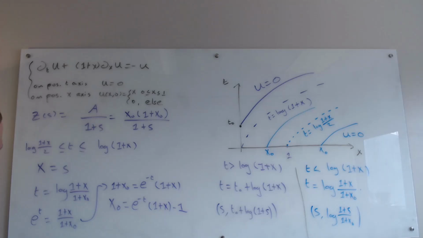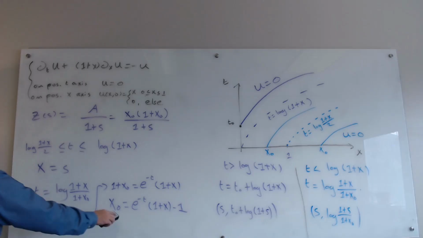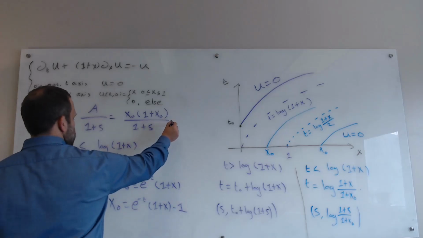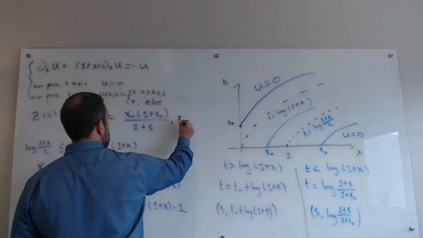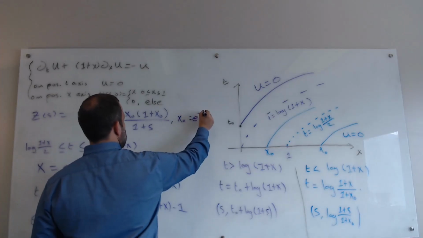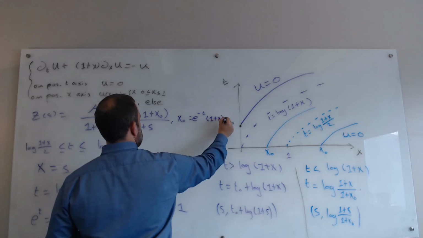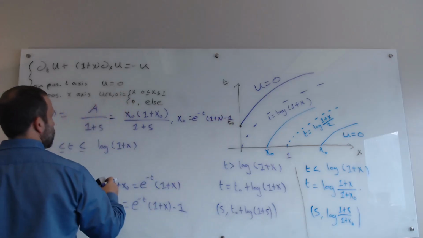Okay, so now I'm going to have to erase this, well, there's too much stuff here. So this is what x naught is. Let me just record this here. x naught is equal to e to the minus t times 1 plus x minus 1. Okay.